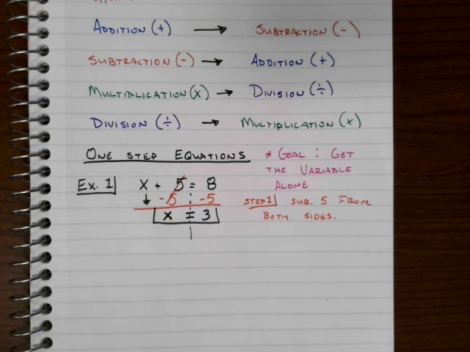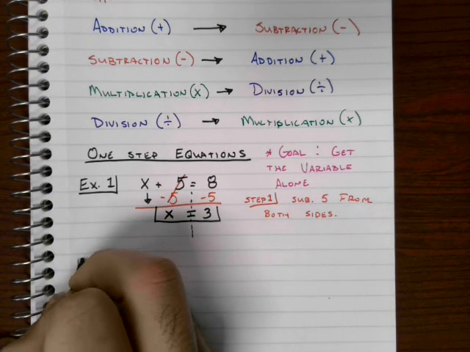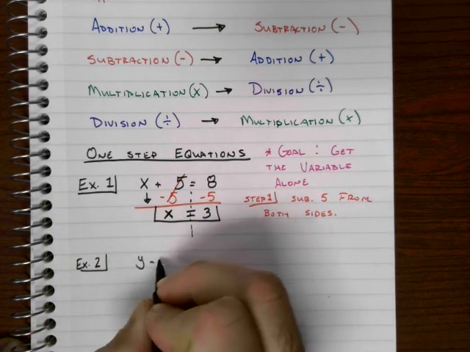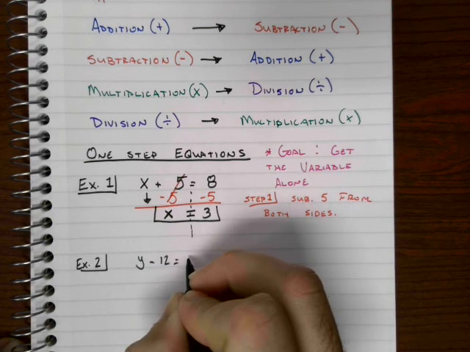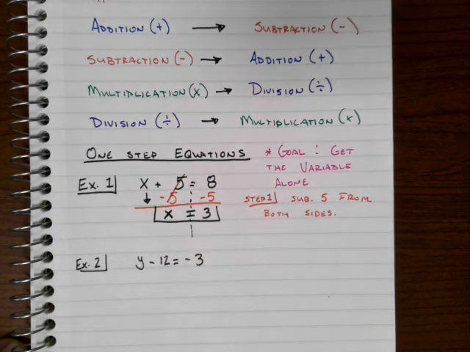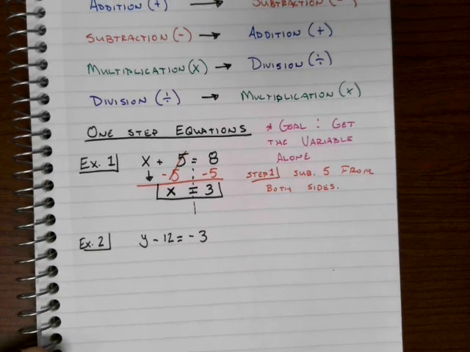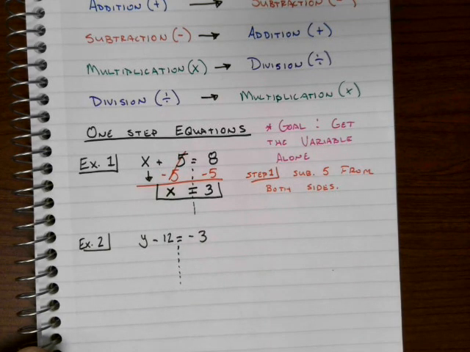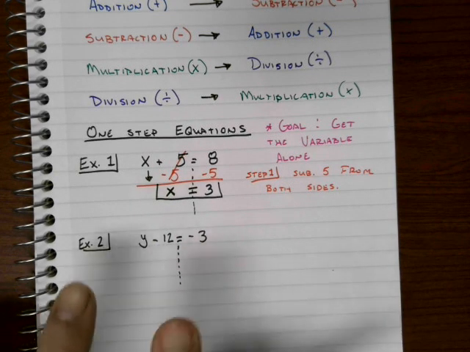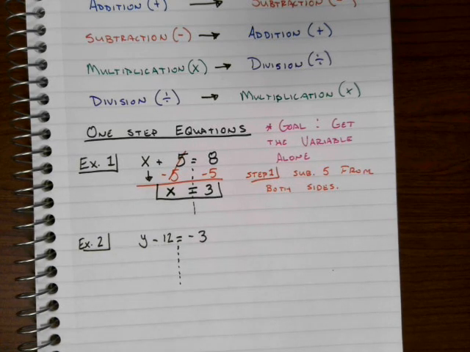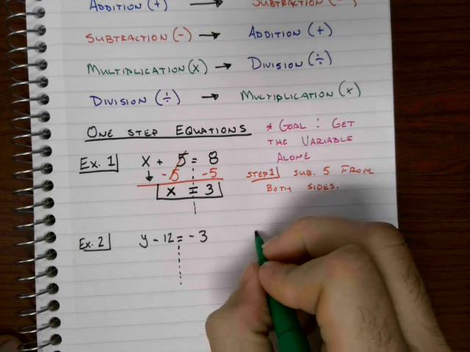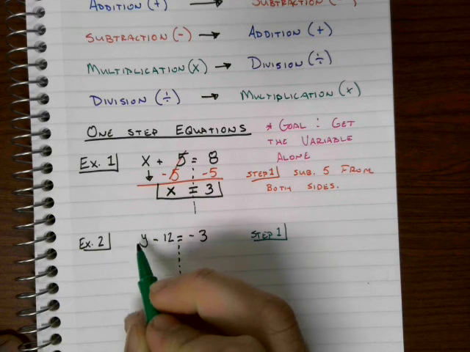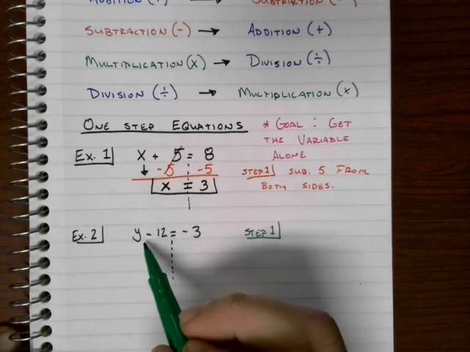All right, let's look at another one. y minus 12 equals negative 3. So again, what I'm going to do here is draw my dotted line. This separates my sides. You don't have to, but for some of you that might be a good visual to see that you have two sides here. I want to get y by itself. That's my variable. So how do I get that by itself? I've got to get rid of this negative 12.